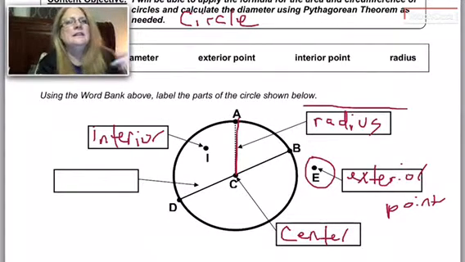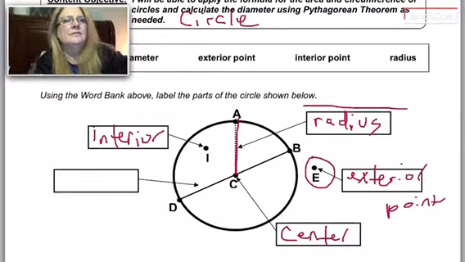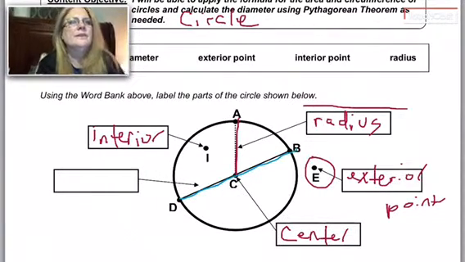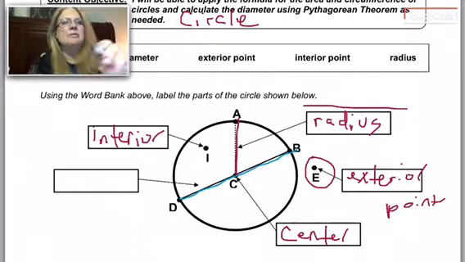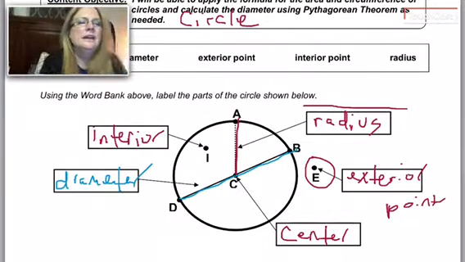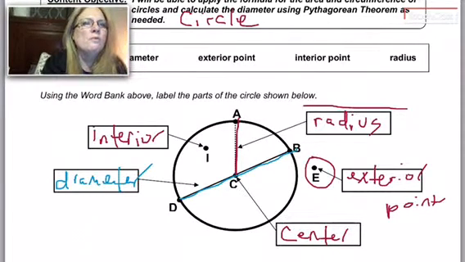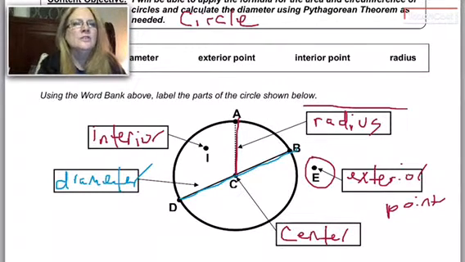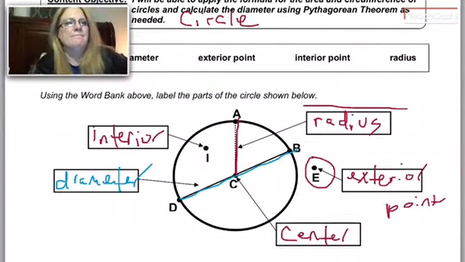And then this line segment, DB, is the diameter. And the diameter is twice the length of the radius, and it goes from one point on the circle to another point on the circle, and it has to go through the center. And it is the longest chord, that's called a chord, of the circle. All right.